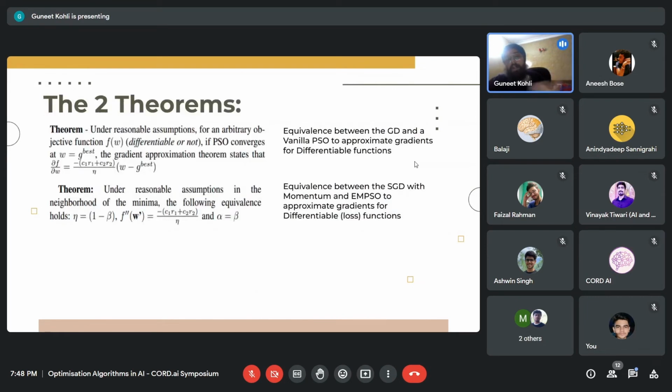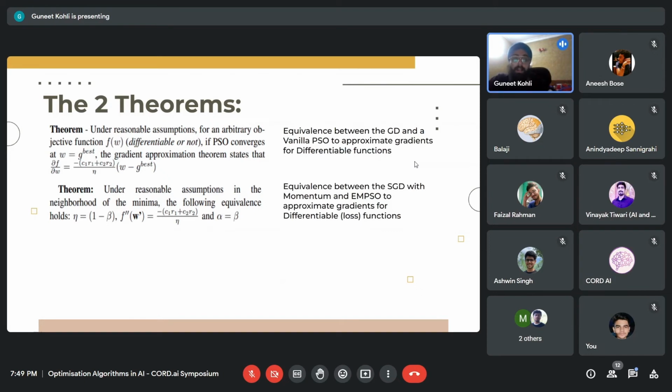What are the two theorems now? I know it might be a lot of mathematics, and I can't go too much into the mathematics and provide proper proofs and all. But on the right, I have written a very simple definition of what it tells you. What they are trying to do is prove an equivalence between gradient descent and vanilla PSO. Why is it important? It is important to approximate the gradients of a differentiable function.